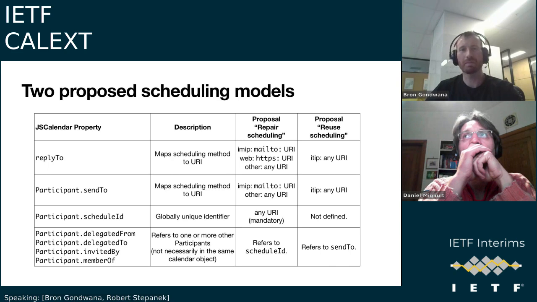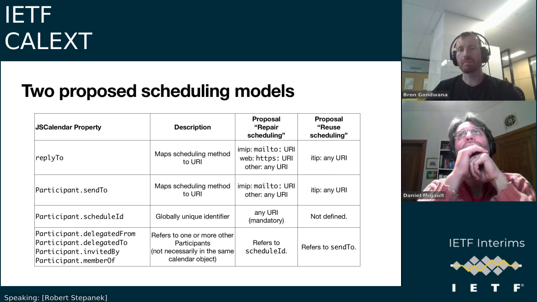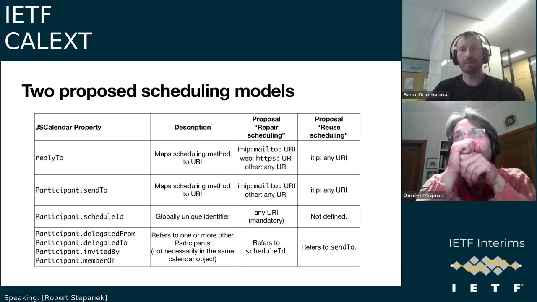But I think realistically, we would always need to say the delegated from and to, they refer to URIs of a participant that are either in the send to or the schedule ID. So it's not that we are completely blocking anything in the reuse scheduling model. Yes, the short answer is the reuse scheduling model is almost a subset of the repair scheduling model, except for this last thing here.